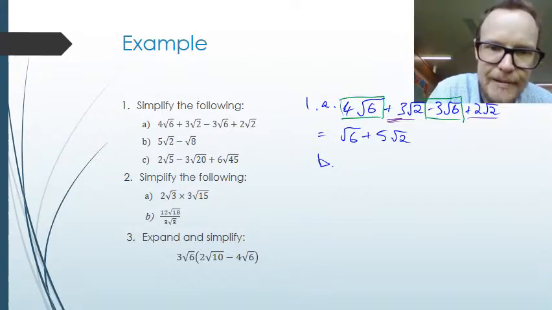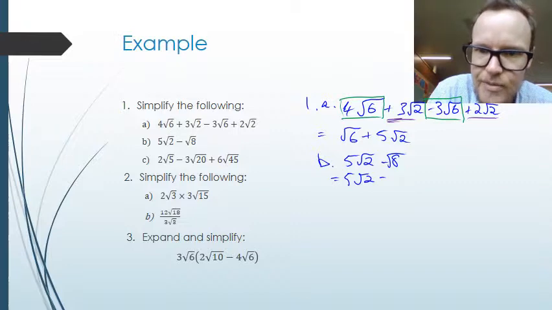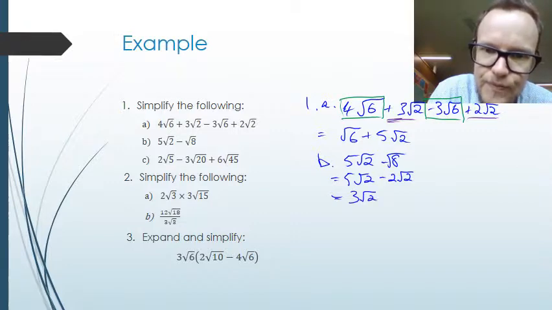So for part B here, we've got 5 root 2 minus 8 root 8. So this we need to simplify before adding or subtracting. Root 8 can be simplified to root 4 times 2, so this is going to be the same as 2 root 2. If I do 2 squared, that's 4, 4 times 2 is 8. So I've got 5 root 2's, and I take 2 root 2's away, I get 3 root 2, if I've simplified that correctly.